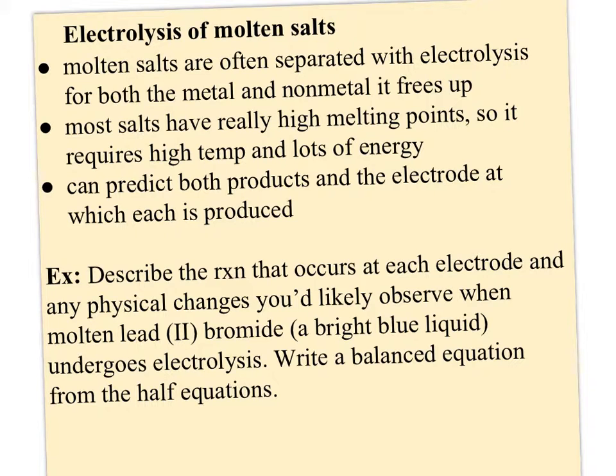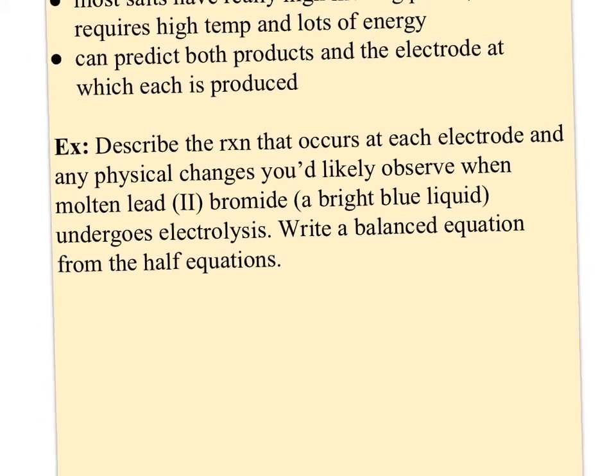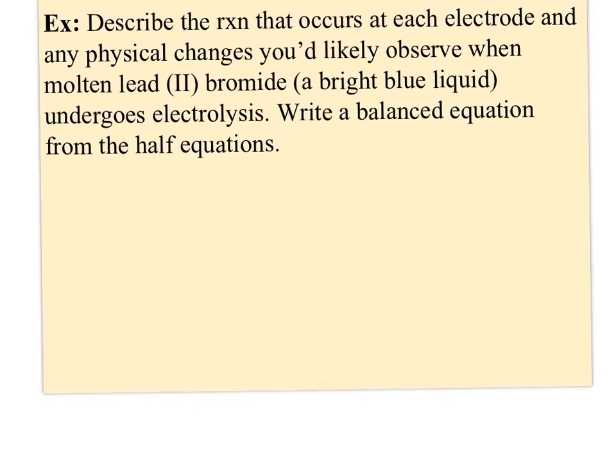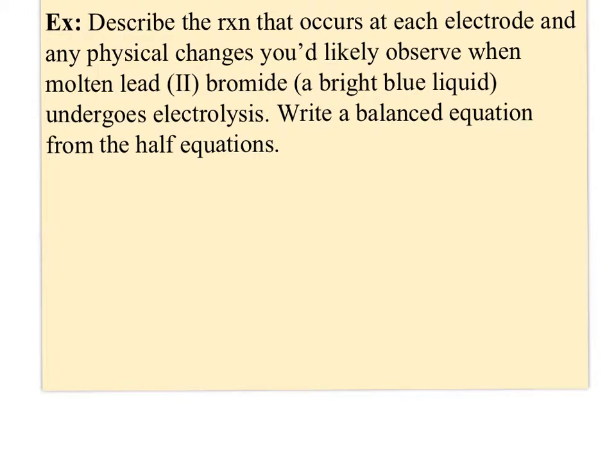For example, it says, describe the reaction that occurs at each electrode and any physical changes you'd likely observe when molten lead bromide, a bright blue liquid, undergoes electrolysis. Write a balanced equation from the half equations. So this is a pretty typical question for IB for you about electrolytic cells. So let's tackle it here.